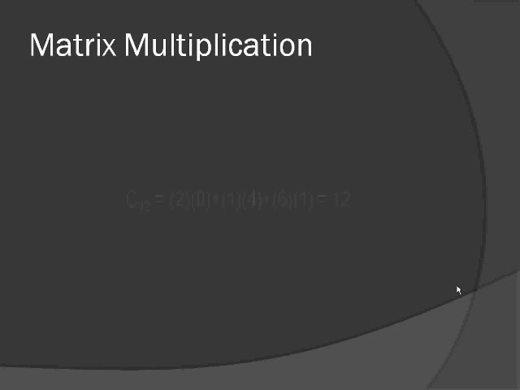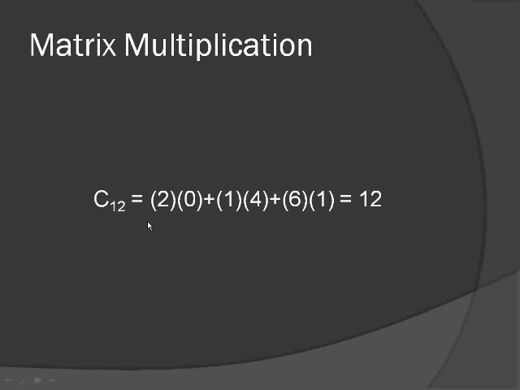Consider the following example. C12 will equal 2 times 0 plus 1 times 4 plus 6 times 1, which will equal 10. Where 2, 1, and 6 are from row 1 entities of A, and 0, 4, and 1 are from column 2 of entries B.